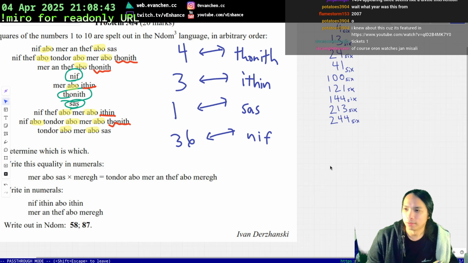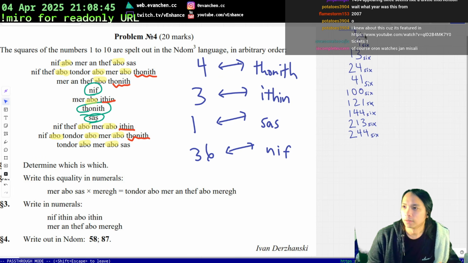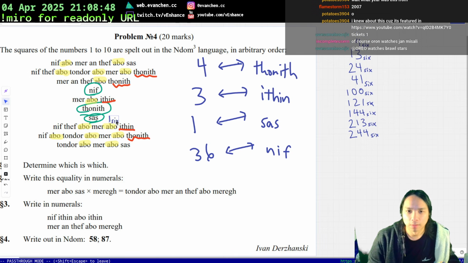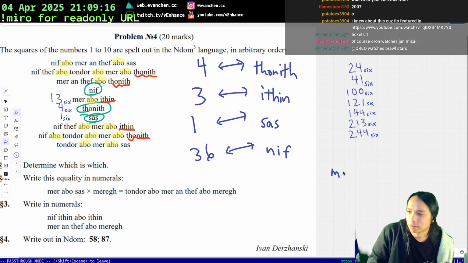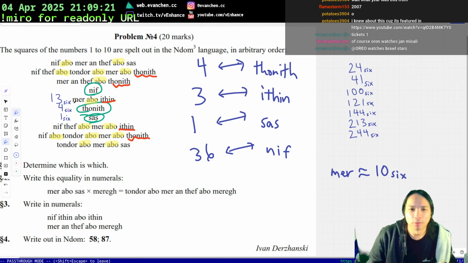And my goal is to pair these things here. So this guy can go to here. This thing can go to here. And then we want like some mer elbow ithin. So mer probably means like the 1 0 in base 6, right? That would make sense. Or mer probably refers to just the 6 digit. I'm just gonna write this, something like that. And then this will line up nicely. Mer elbow ithin.